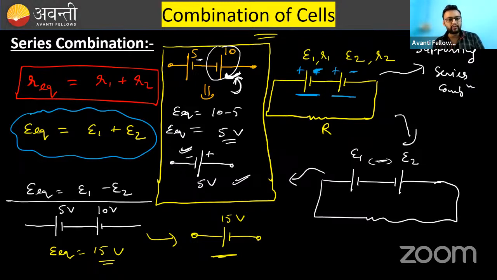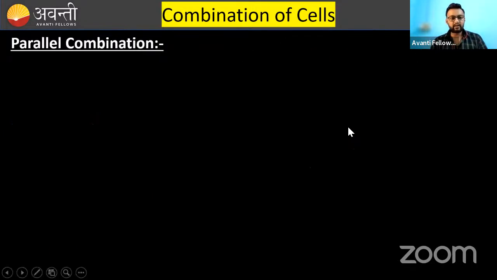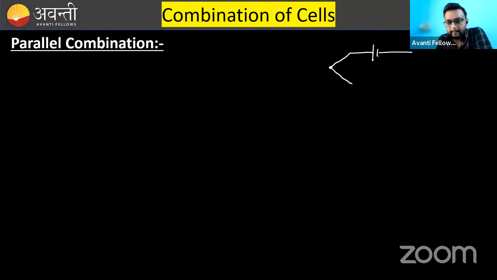Clear now? Should I move further? Yes, sir. Very good. Okay, moving further. So there is again a parallel combination. Identification is again similar. What is the identification of parallel combination? Two cells are connected between two same points, like this.